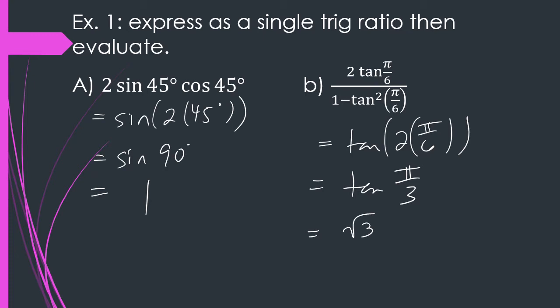And remember, even though you have to show me the work, how you got it, you can always double check your answer by typing it in your calculator. So in degree mode, you could type in 2 sine 45 cos 45 and get 1, and sine 90 is 1. For B, you could type in all of that stuff in radians with pi over 6 to make sure you get the same thing as root 3.